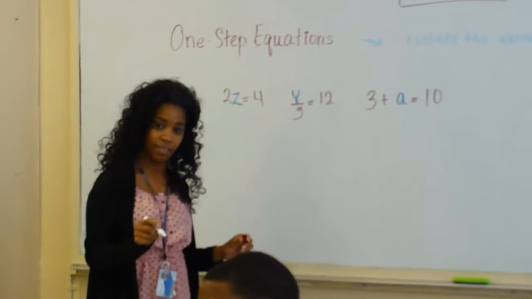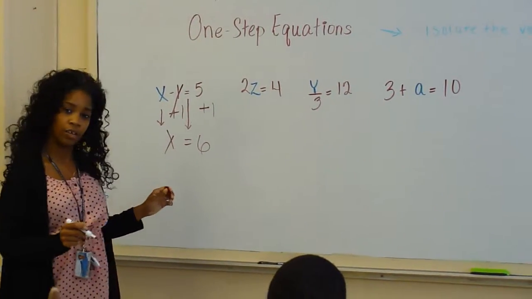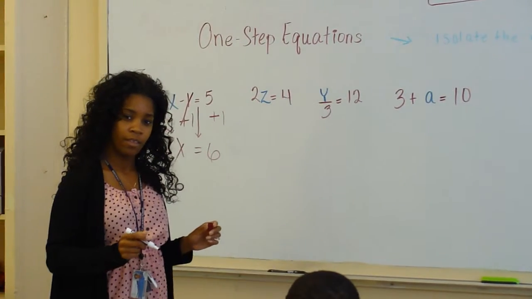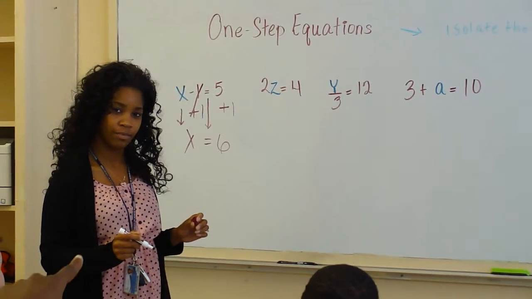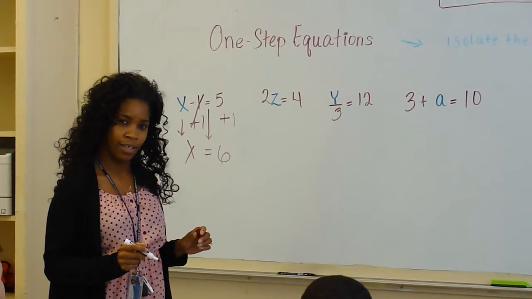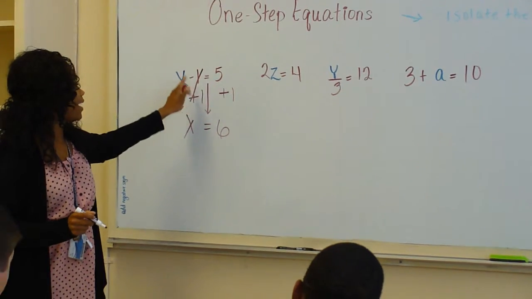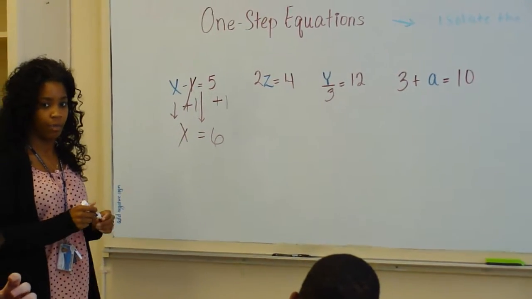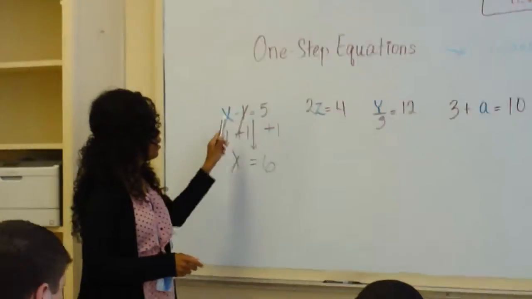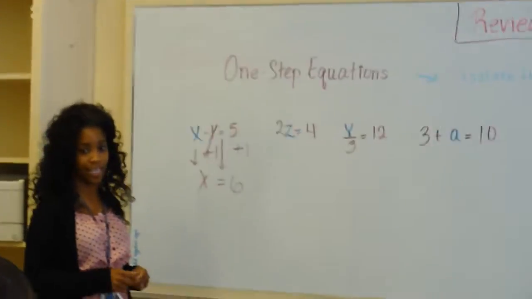Did you catch that? So what I just did here? Go ahead and tell me. Brought the x down so it can equal 6. Okay, so Walter, this is what we did. To isolate the variable, we added 1 to both sides, okay?